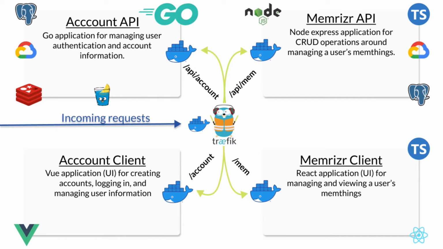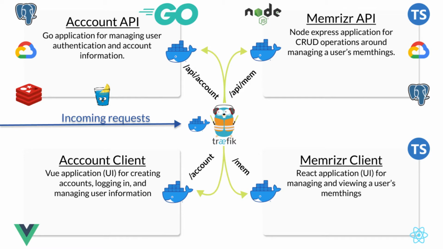As you can see here in the diagram, we have 4 separate applications. We have an account API, an account client, a memorizer API, and a memorizer client. So all 4 of these applications will eventually be run inside of Docker containers. And to handle these incoming requests to these containers, we're going to be using Traefik. So as you can see, there's an arrow of incoming requests coming into Traefik, which is also inside of Docker, and depending on the request URL, Traefik will forward the request to a specific application.